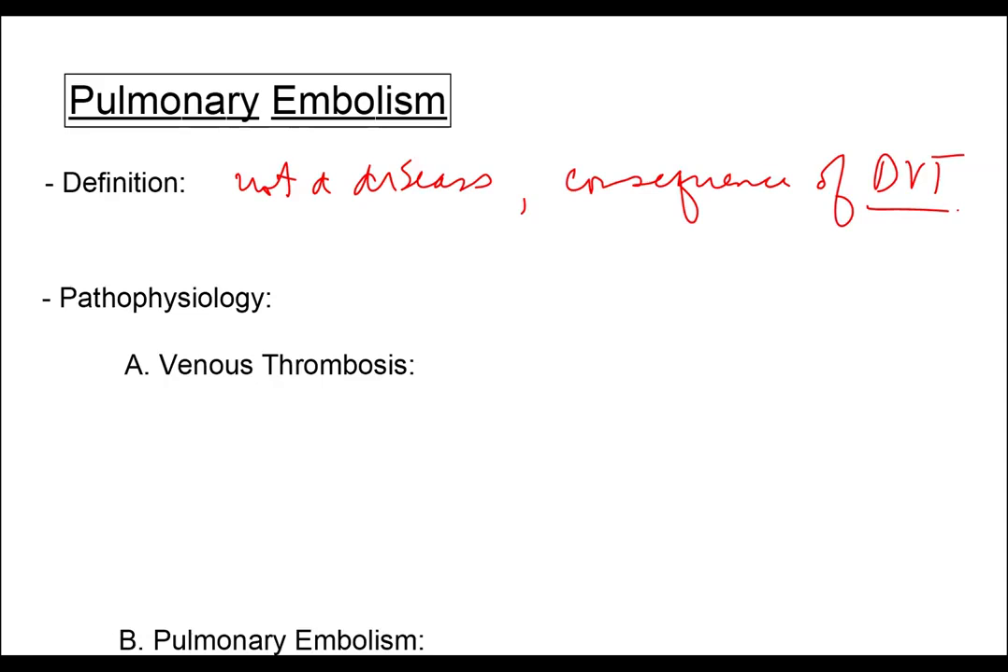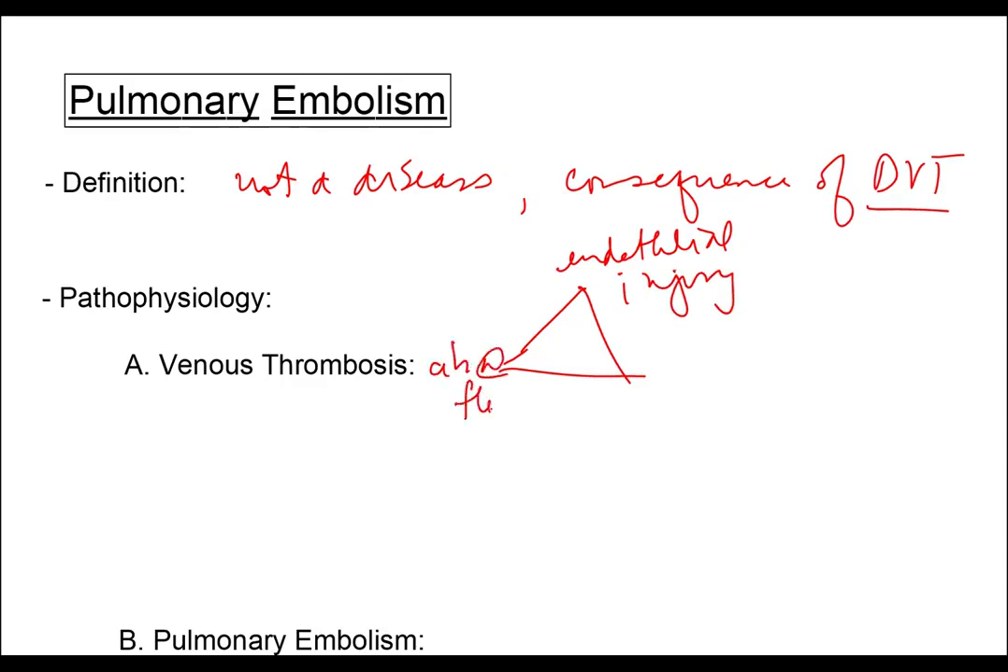So when we talk about venous thrombosis, we're really talking about Virchow's triangle. This is Virchow's triangle of hypercoagulability, which relates to the endothelial cell, which has some sort of injury, because that's a critical cell in coagulation. Anytime you have abnormal blood flow, and then the last is a situation where you have increased coagulation of the patient.